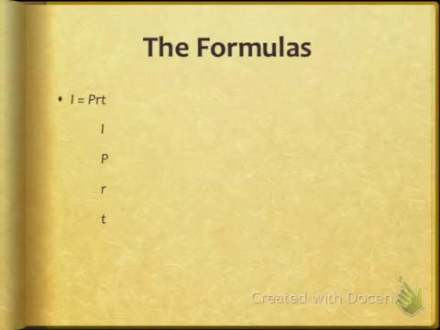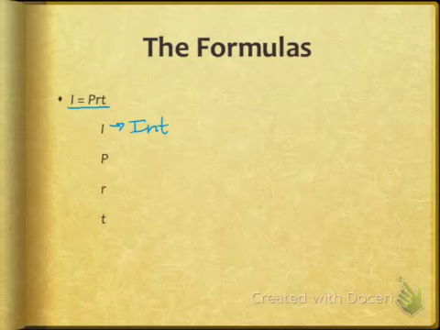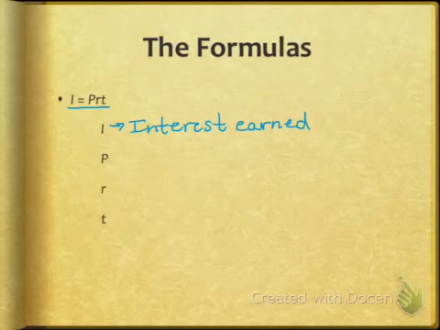and you may recognize the formula from previous classes, which is that I equals PRT. Now in this formula, we have 4 different variables. The I represents interest earned. Okay, so this is how much you're actually going to add on to whatever you start with.